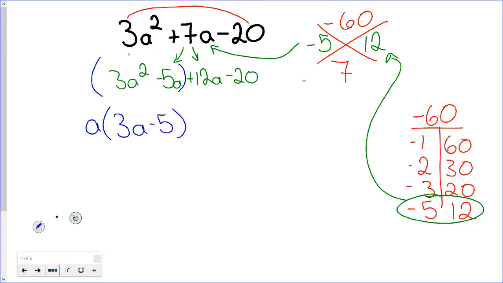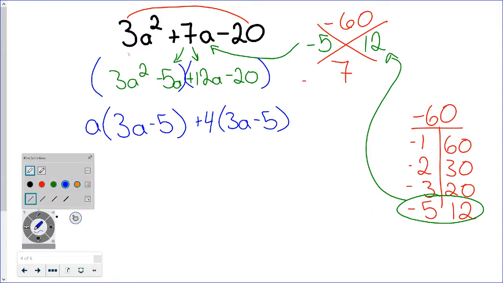What's the greatest common factor of the second chunk, these two? What can go into both 12 and negative 20? That would be a positive 4. If we take out 4, we have 12 divided by 4 is 3a, and negative 20 divided by 4 is negative 5, which is important because you'll notice that these two things match, which has to be the case. So because they do, we know we factored them right, and we can put our two factors down.